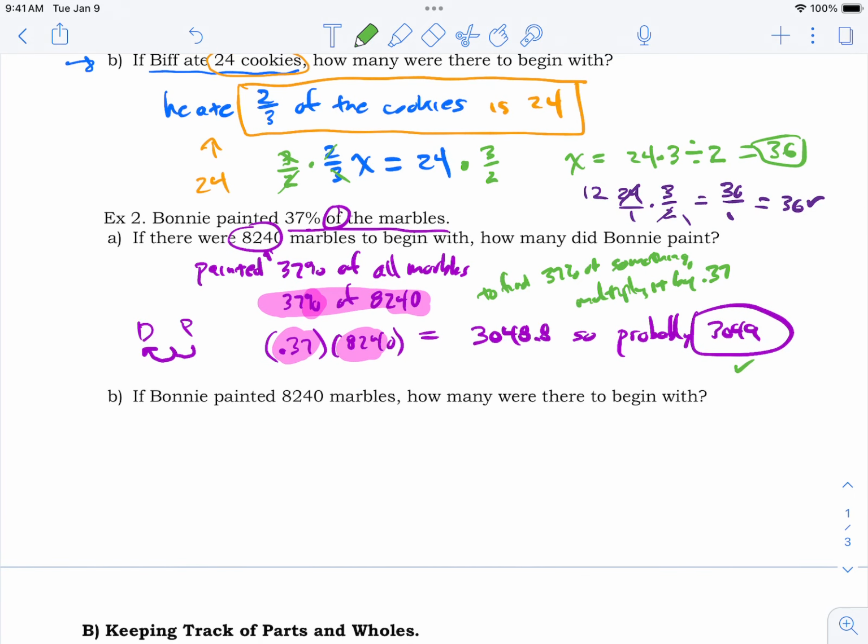Okay, this next one, B. Bonnie painted 8240. How many were there to begin with? Well, there's something different here. Do you see that? She painted 37% of the marbles.